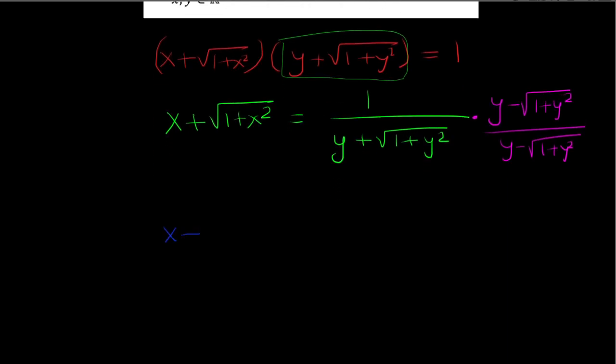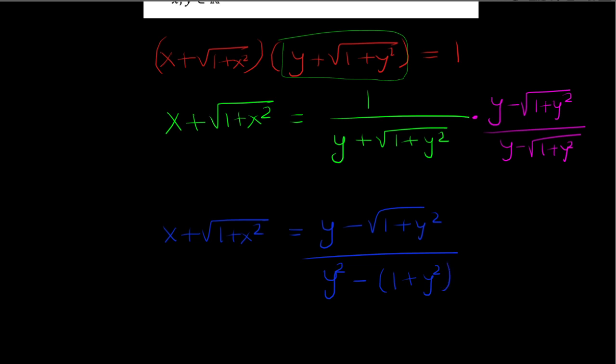So that will just be x plus the square root of 1 plus x squared, and then we'll have y minus the square root of 1 plus y squared at the top. And on the bottom, here it's a difference of two squares. So it's y times y minus the square root of 1 plus y squared times the square root of 1 plus y squared, which the nice thing is the square root goes away. And so now we have y squared minus y squared, that's going to go away, and I'm just left with negative 1 in the denominator.